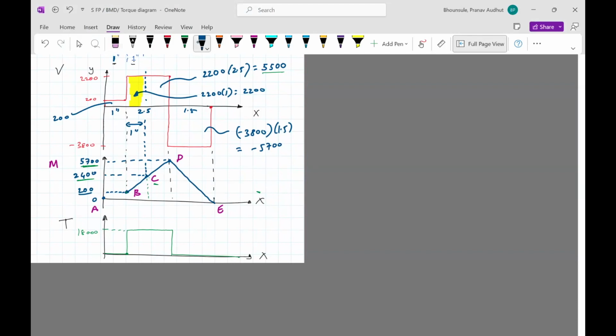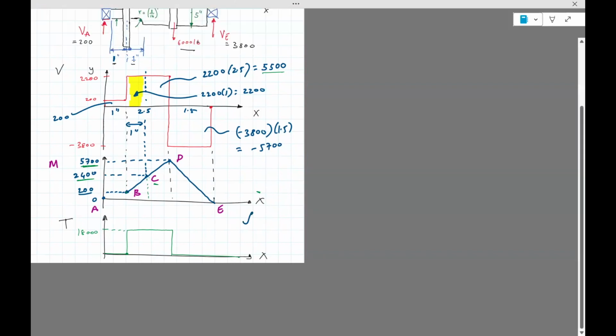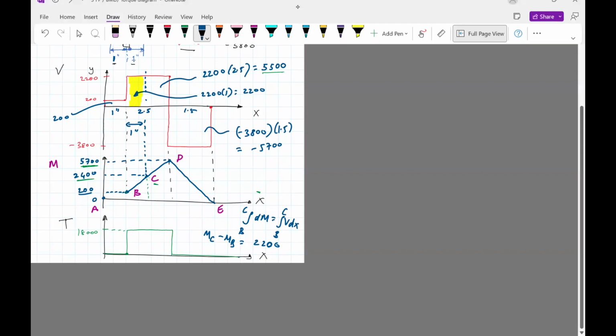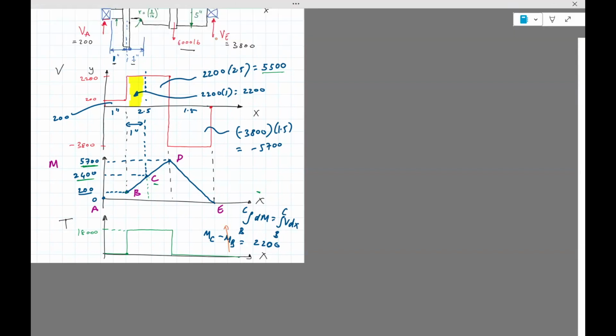Okay, so how do you get this? Well, we have integral dM equals integral V dx. So from B to C. So Mc minus Mb equals area under the curve, which is 2200, but Mb is 200. So when you want to compute the moment at C, you need to move this 200 to the other side, and you get 2,400.